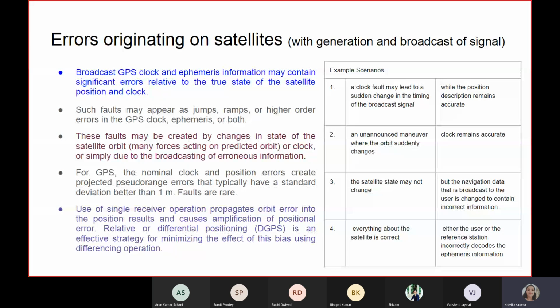The use of single receiver operation propagates orbit error into the position results and causes amplification of positional error. So ultimately we are trying to find the position coordinates of the station receiver from all this operation. So in that, positional error may be amplified due to these errors if these are not corrected. So differential positioning, that is DGPS, is an effective strategy for minimizing this effect.